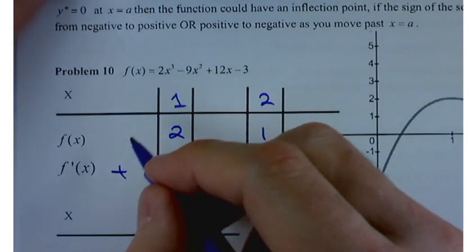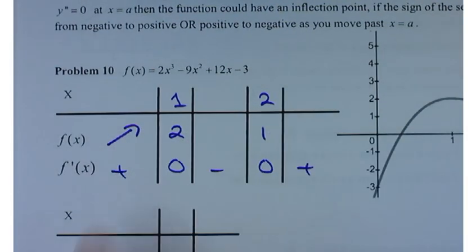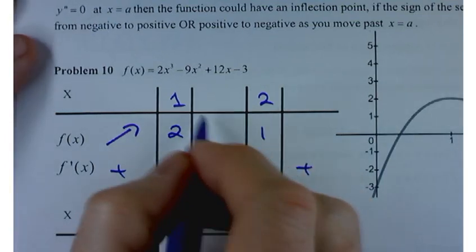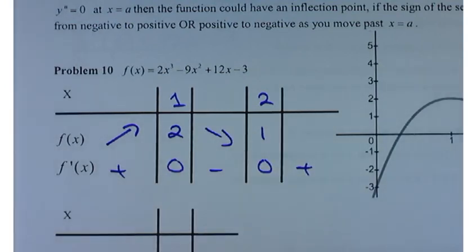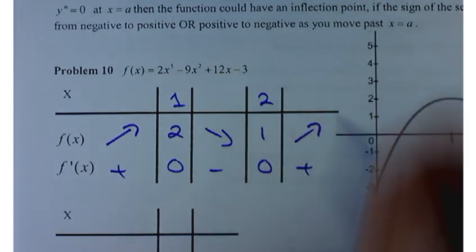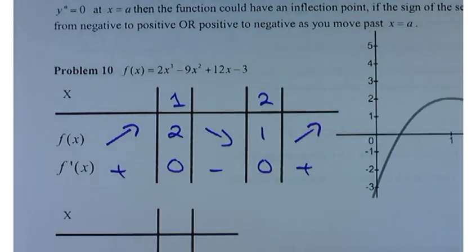So that means the function is increasing. Let's put a little arrow there. This arrow is telling us the behavior of our function here. Between 1 and 2, decreasing. And then increasing. Wow. That's telling you the shape of your function, isn't it?